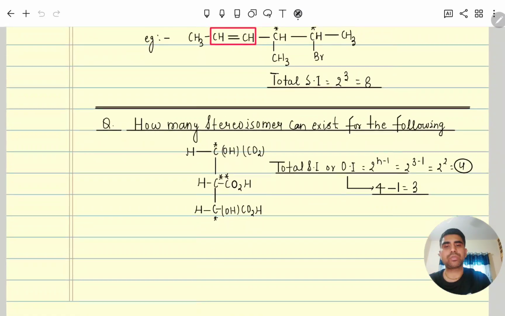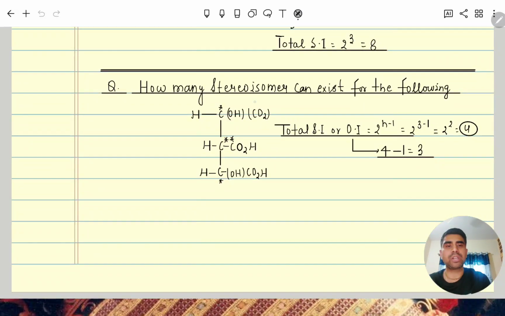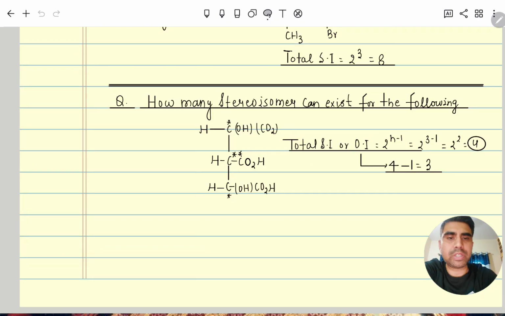Next, on this question, how many stereoisomers can exist for the following compound? We know this one is the pseudo chiral center, but still we will consider this one as a chiral center. So total how many chiral centers? 3, and symmetry is there. So overall it will be 2 to the power n minus 1. Clear? So here, how many chiral centers? 3, and it is symmetrical.